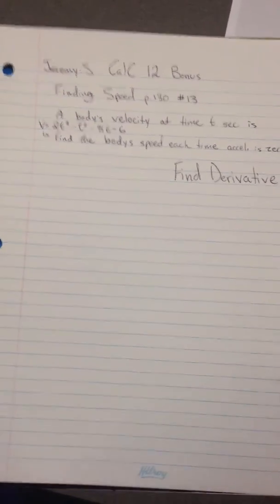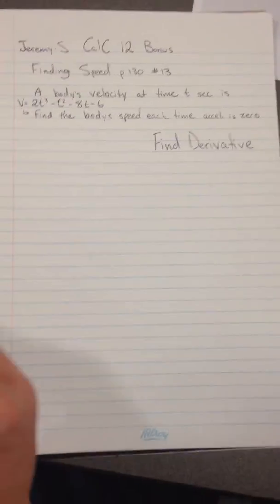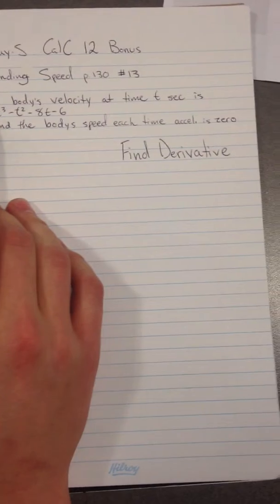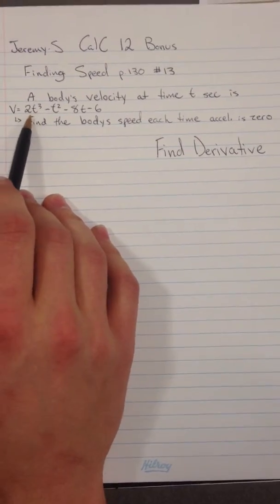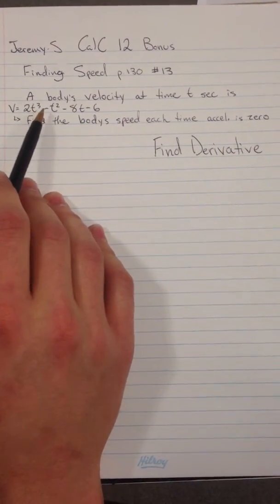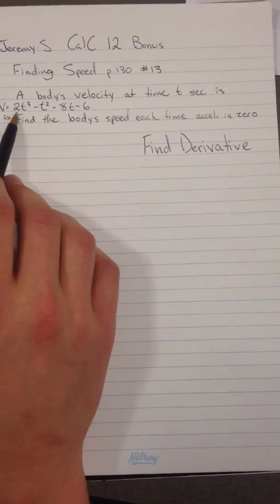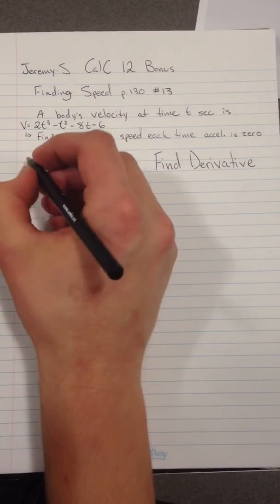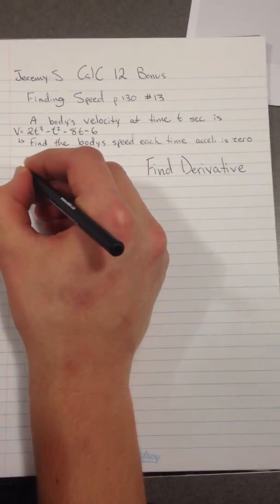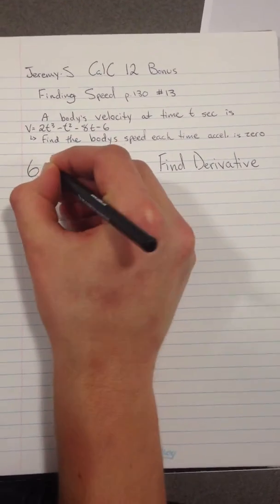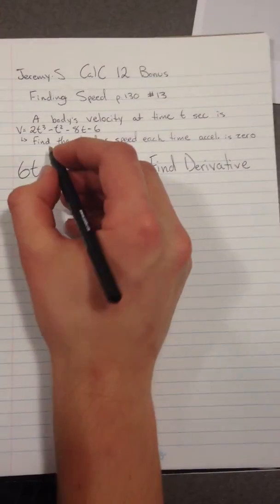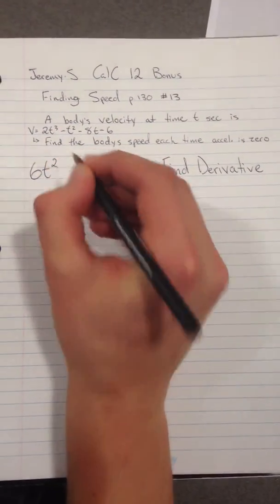Our first step to this question is finding the derivative of our original equation. To do this, we take each term's coefficient and multiply it by the variable's exponent. So we have our first term, 2t cubed. We have 2 times 3, the coefficient of 2 multiplied by the exponent 3, giving us 6. Then we have t as the variable. Then we subtract 1 from the variable's exponent. 3 minus 1 is 2.